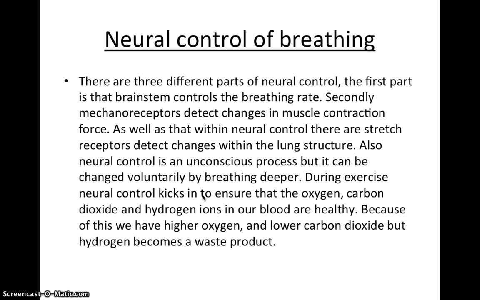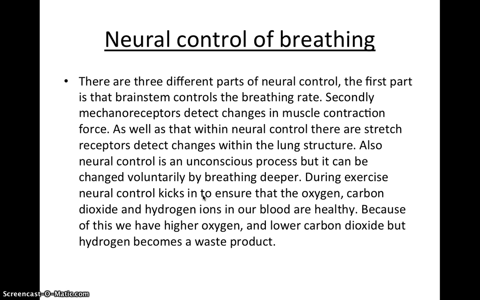Neural control of breathing. There are three different parts of neural control. The first part is that the brainstem controls your breathing rate. Secondly, mechanoreceptors detect changes in muscle contraction force. As well as that, within neural control, there are also stretch receptors which detect changes within the lung structure. Also, neural control is an unconscious process, but it can be changed voluntarily by, for example, breathing deeper or slowing down your breathing.